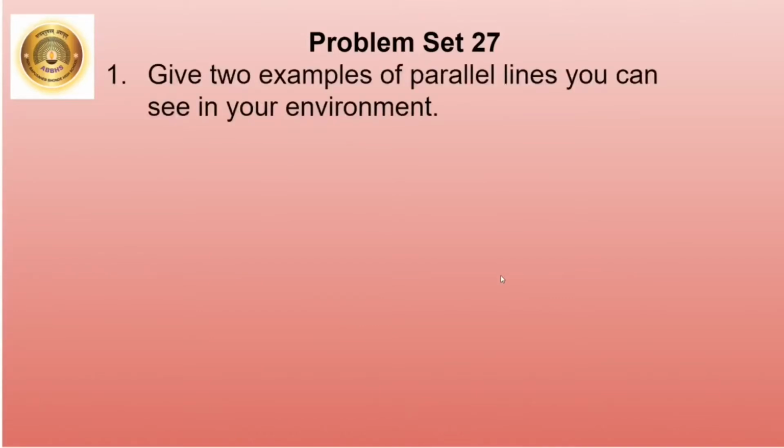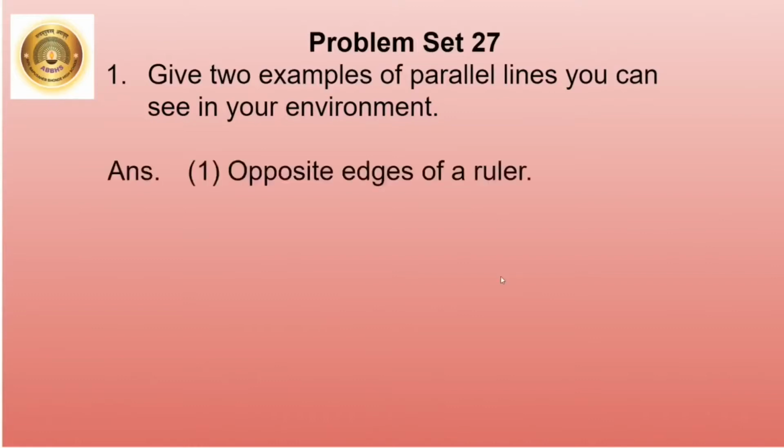Now let's solve problem set 27. It's a very simple exercise. The first question is, give two examples of parallel lines you can see in your environment. You have to give examples of parallel lines that you see around you. We need two examples. First one, opposite edges of a ruler. The ruler that you use, the opposite edges of the ruler, they are parallel to each other. You have to write the second example. Think of the examples that we discussed in the video and write the example.